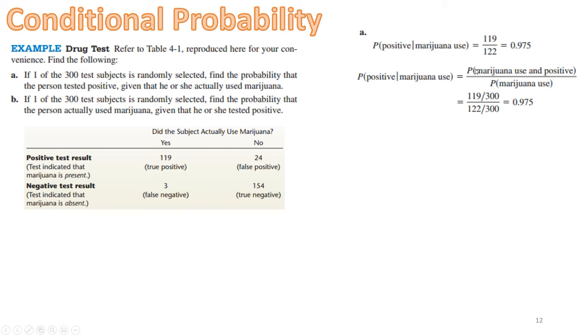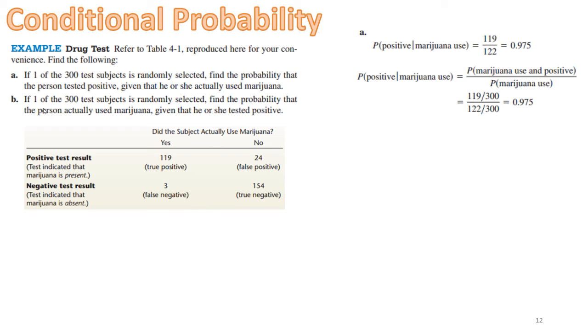We could look at it using the formula. The probability that someone used marijuana and tested positive is 119 out of 300. The probability that somebody used marijuana is 122 out of 300. And so you can see this will become 119 divided by 122.